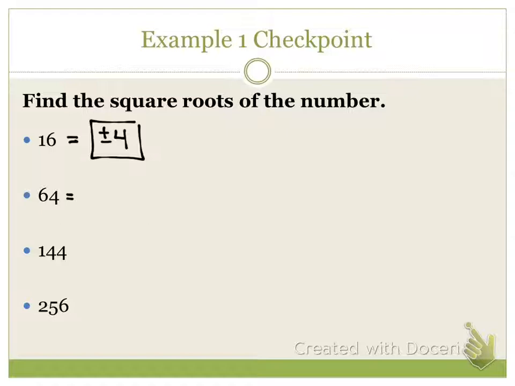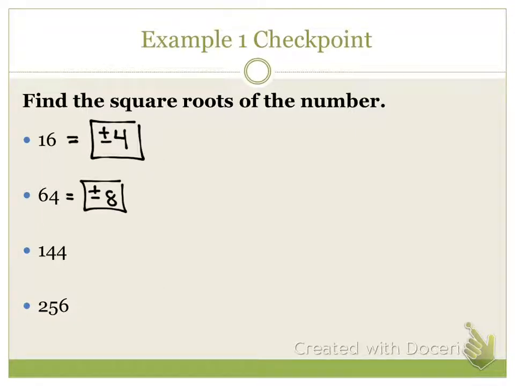All right, I want you to go ahead and try the other three. Use your calculator if you need to. All right, so what about 64? What's 64 going to be? Just tell me. 8. Not 8. Positive and negative 8. So don't forget that sign. If you just say 8, that's not correct, okay, because there's two square roots.